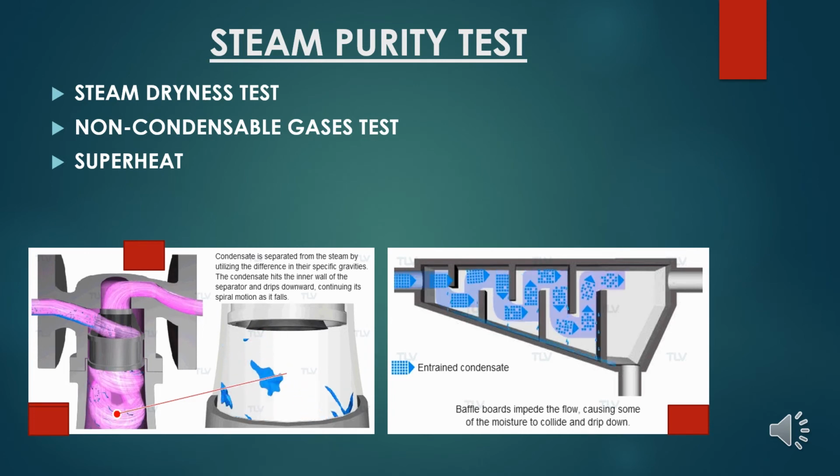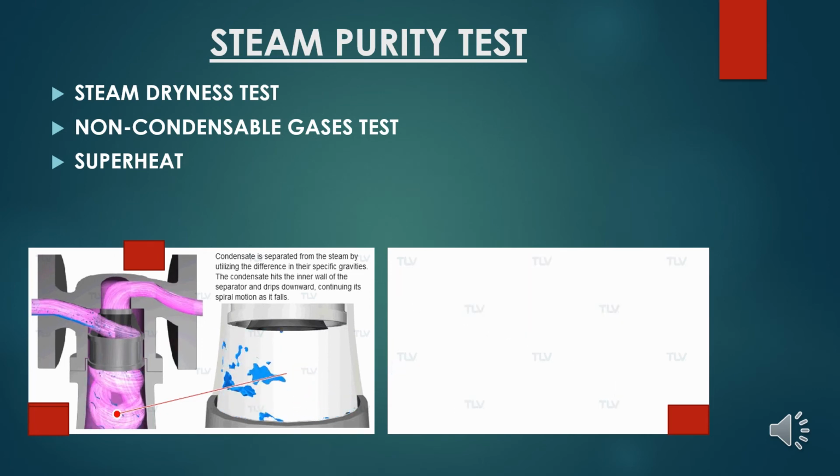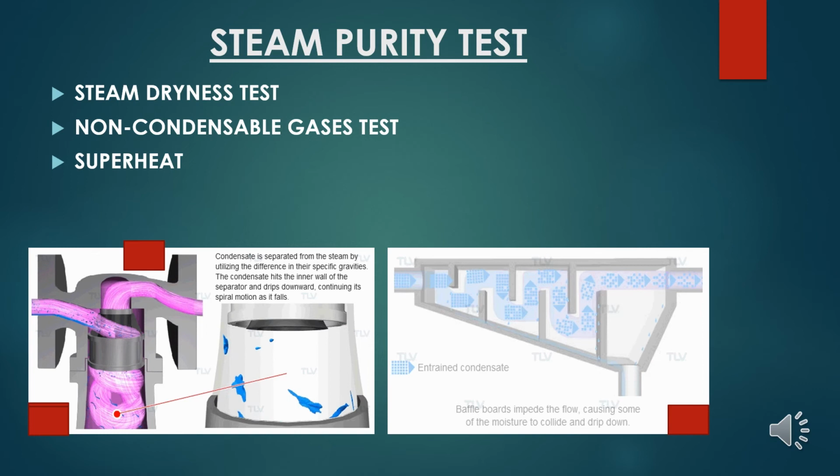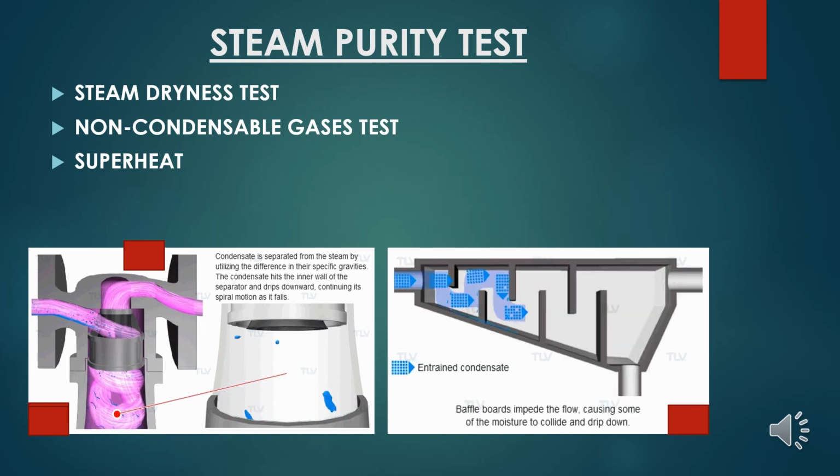The other topic is the steam purity test. We do three steam purity tests. One of them is the steam dryness test, another is the non-condensable gases test, and number three is the superheat test. We do the steam dryness test to know the dryness of the steam, because it is very important. If your steam is not dry, then it will badly affect your steam turbine. The water content will hit the blades of the turbine and damage the steam turbine very badly. So we should be conscious about the steam dryness test, and it should be done on a daily basis.